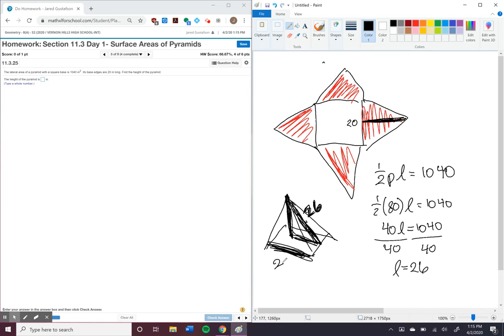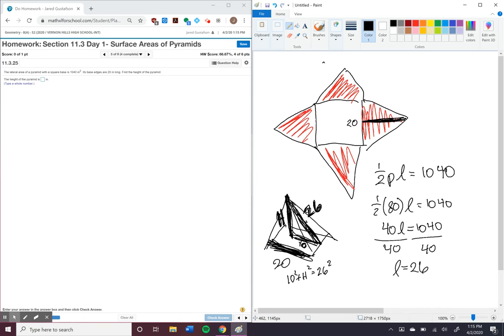Well, it's not 20. The whole way across the bottom is 20, excuse me. For this triangle that we're trying to use to find the height, halfway across is going to be 10. And we want to find the height of the pyramid. So we're going to use Pythagorean theorem again. 10 squared plus height squared equals 26 squared.